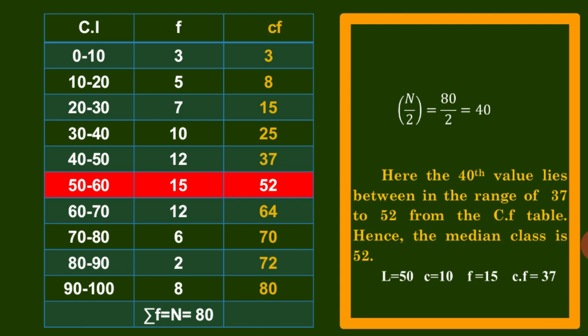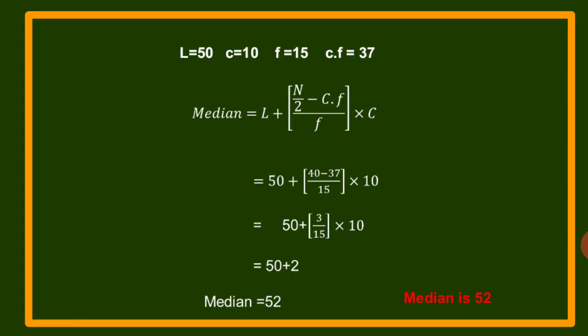Now we are going to substitute all the values in our median formula. Our median formula is L plus (n/2 minus CF) divided by F, into C. L value is 50, n/2 value is 40, CF value is 37, and the F value is 15, into C value 10. Substituting all the values in our formula, after simplification we get 52 as our median. Did you get it?